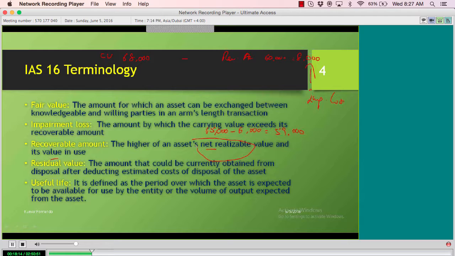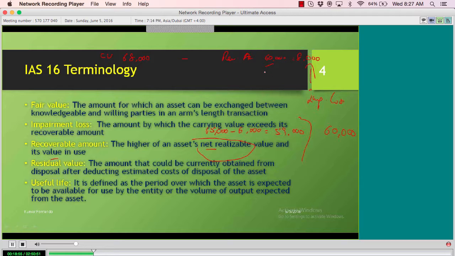Value in use is actually not something in your syllabus at the moment. You don't need to calculate it, but the examiner might give you the value in use. That is, if I use the asset, what is the value for me? We can discount our income, what we can get out of that, and that gives the present value of use of the asset. Let's assume the present value of use of the asset is 60,000. Net realizable value is 59,000. Value in use is 50,000. And therefore, the recoverable amount is the higher of the two, which is 60.